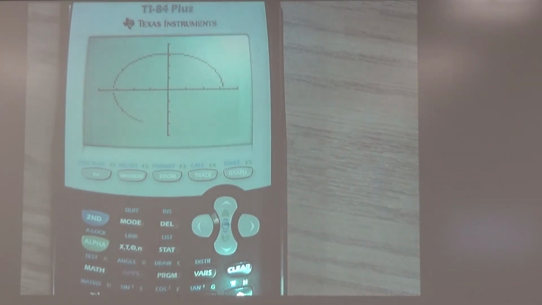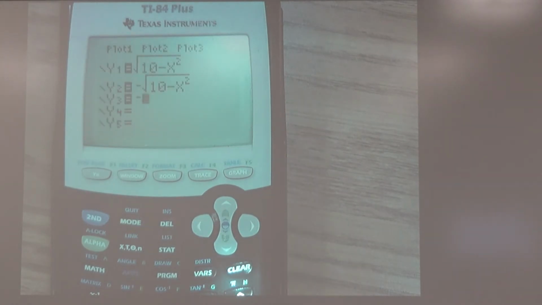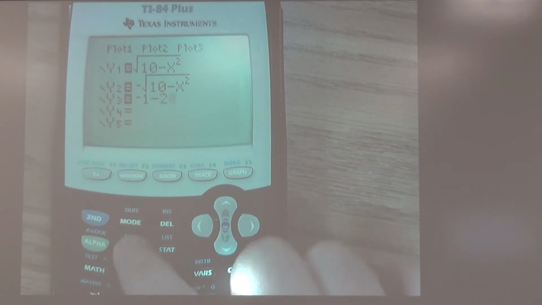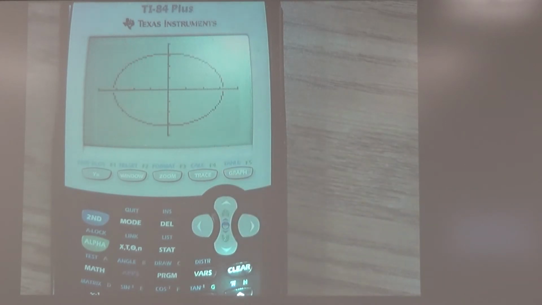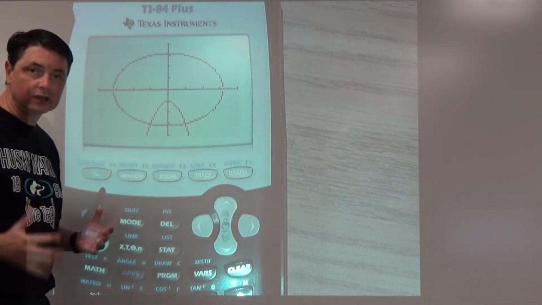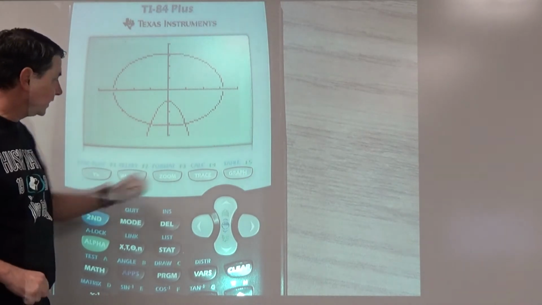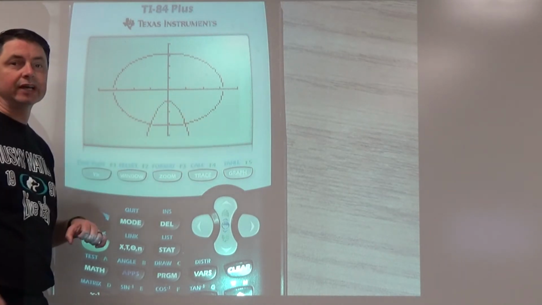Graph. We had a -1, and we're going to subtract the 2x squared. Graph. So now we're going to go after the point of intersections. So we're going to go second trace to calculate intersections.